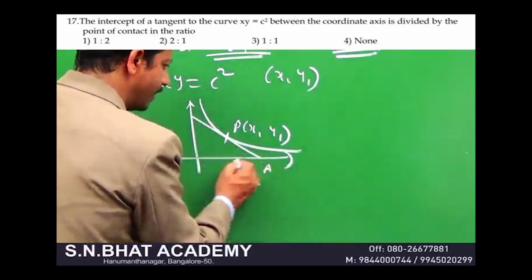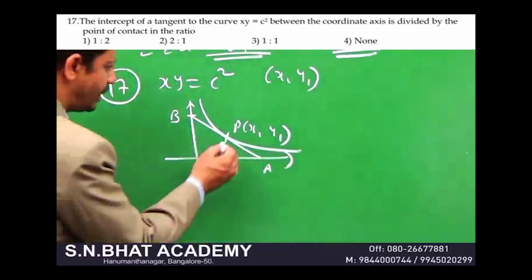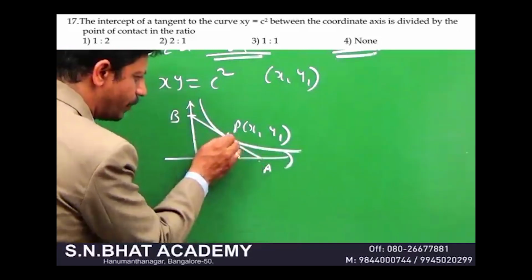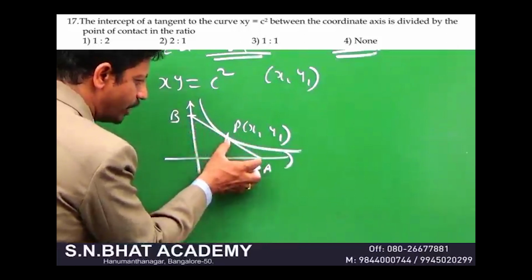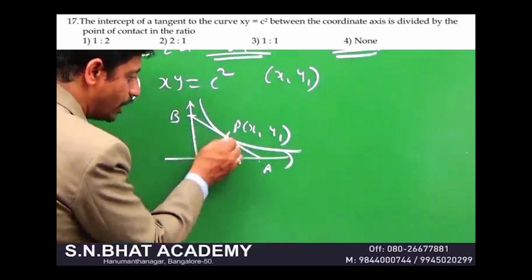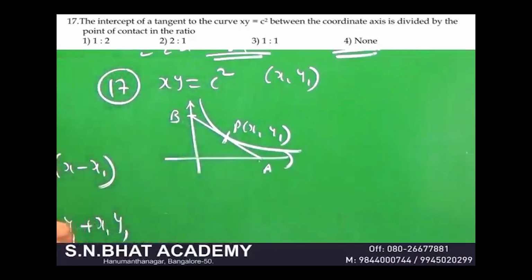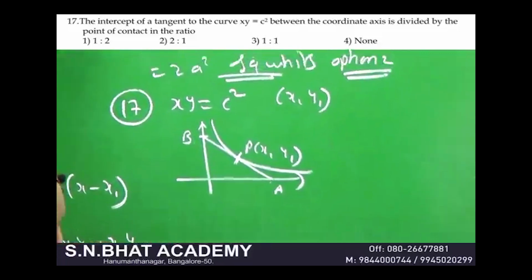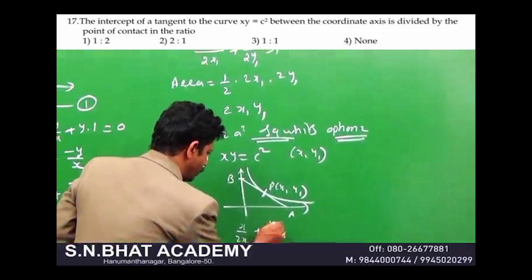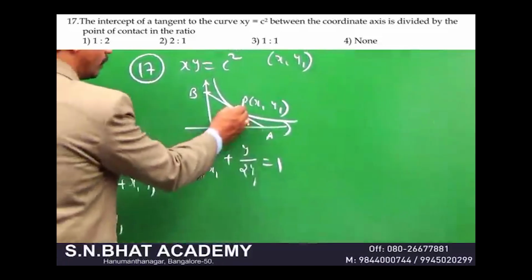The tangent meets the x-axis at A and the y-axis at B. And we have to determine the ratio in which P divides AB. That means we have to determine PA divided by PB. In the previous problem, we determined the equation of the tangent. The equation of the tangent at P(x1, y1) is x by 2x1 plus y by 2y1 is equal to 1.